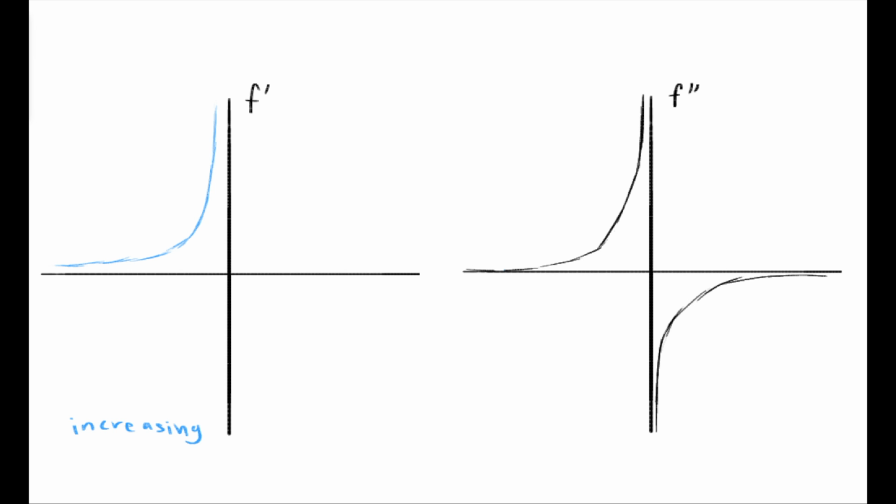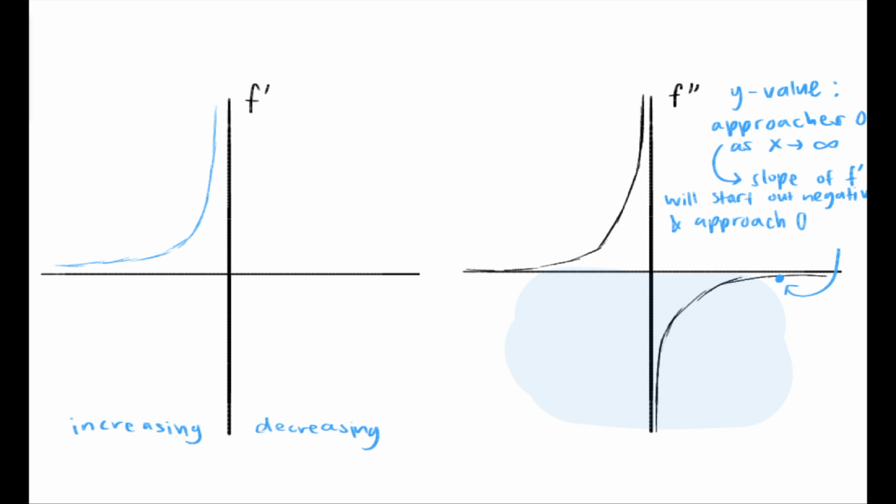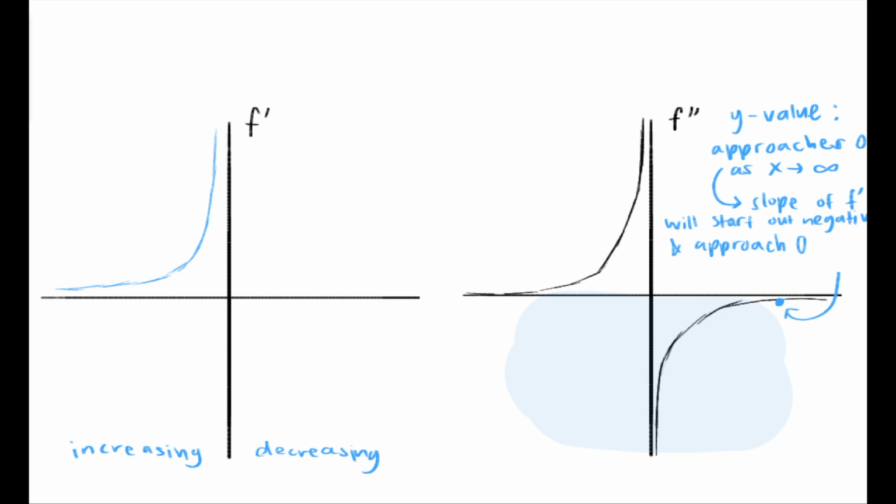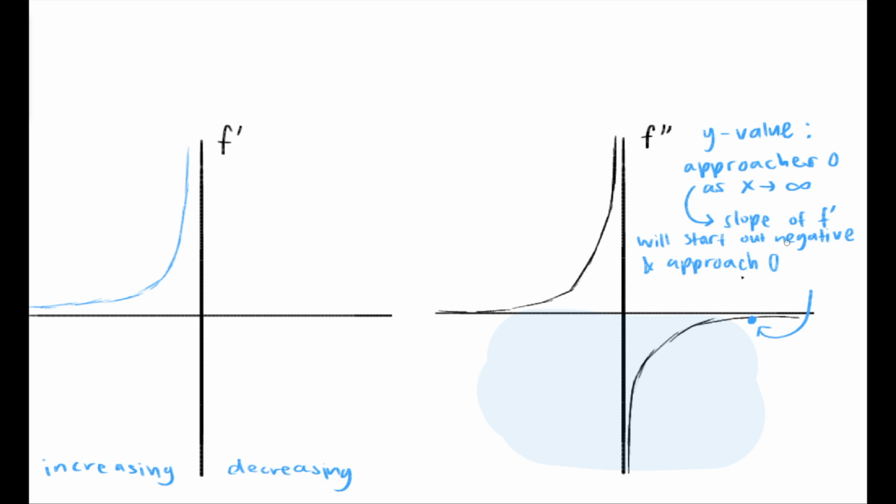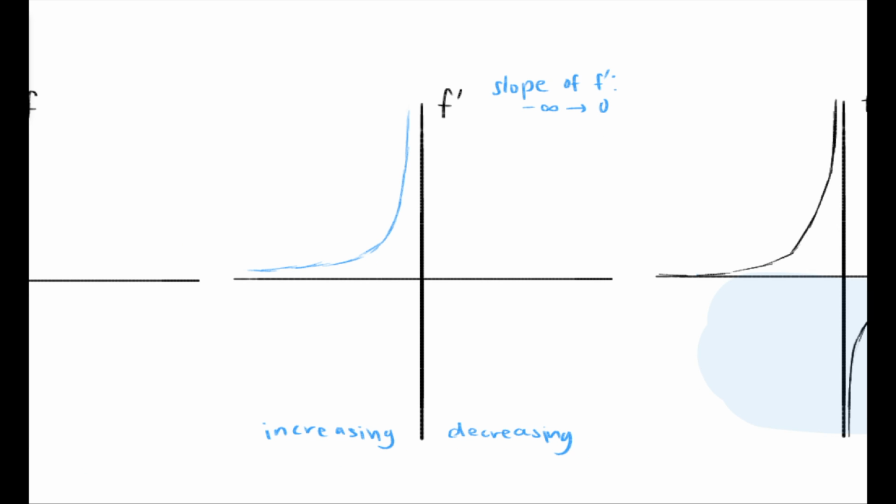On the right side, we see that f double prime is below the x-axis, so f prime will be decreasing because it will have a negative slope. The y values of f double prime start from really large negative values and go towards 0 as we move along the graph. Because f double prime is a graph of the slope of f prime, the slope of f prime will be really negative near x equals 0, and the slope will go towards 0.